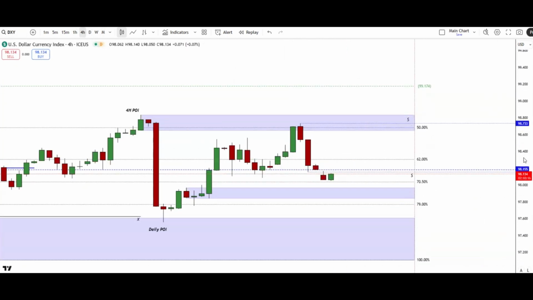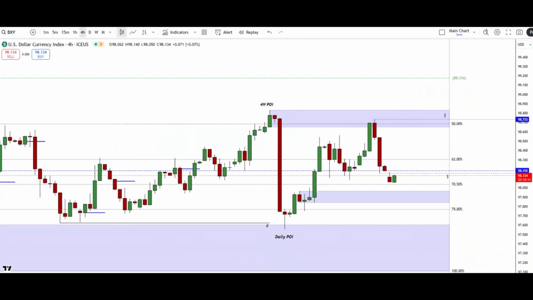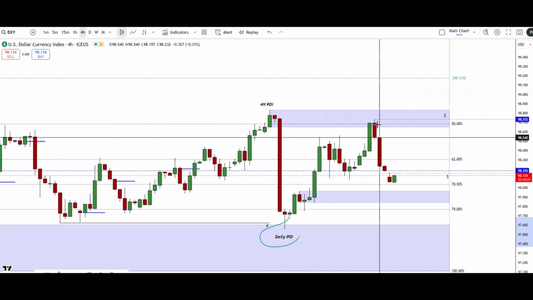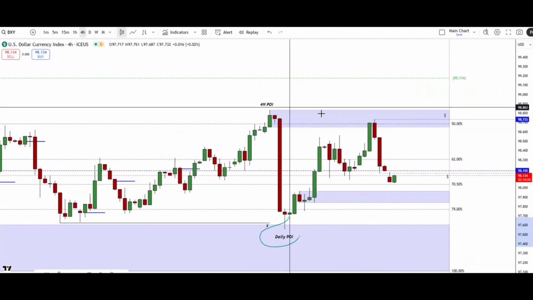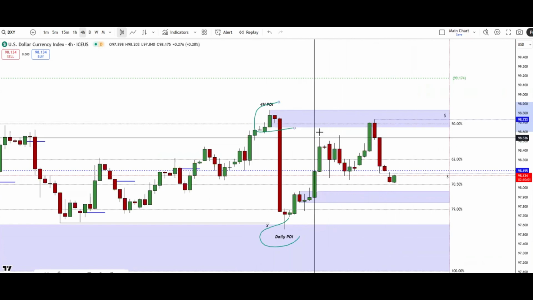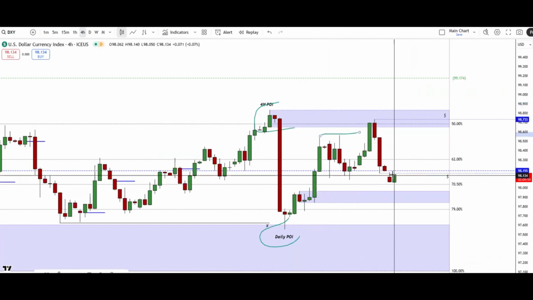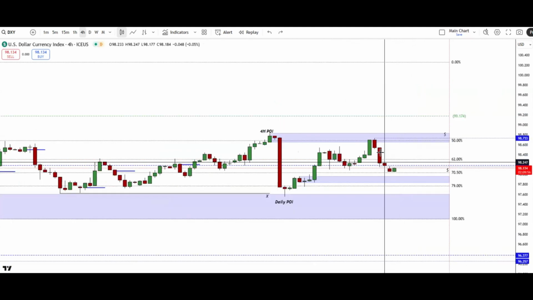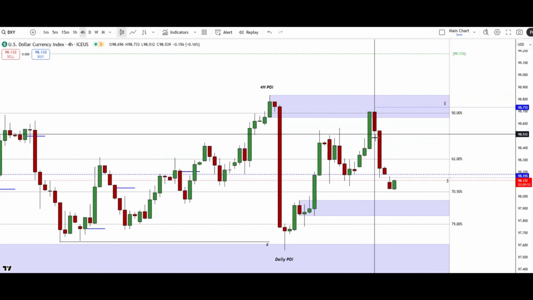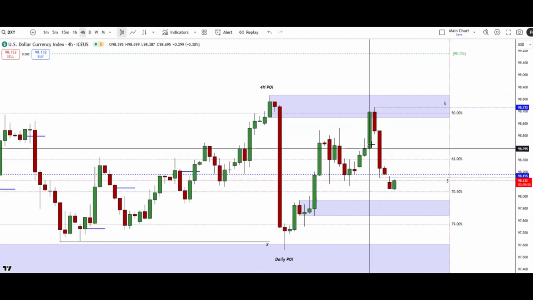So now coming into the 4 hour, what I just noted was that heading into the week, or closing last week, we mitigated a daily POI. Then Monday to Wednesday, we traded into an opposing 4 hour POI, which is where we then sold off from. And so arguably, we made that high on Wednesday during London session.